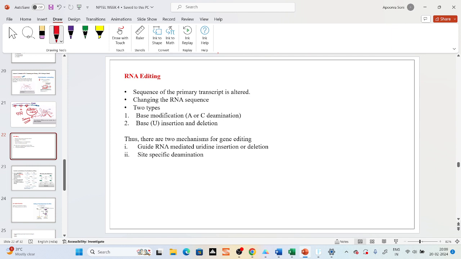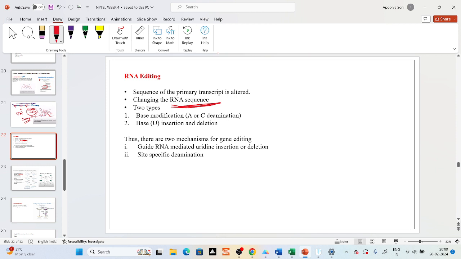Okay, in RNA processing, what happens? Either you are adding a poly-A tail, or you are putting a methyl cap, or you are removing exonic or intronic regions, but you are not changing the sequence of the primary transcript. When the primary transcript sequence is changed, it is known as RNA editing. That means you are specifically changing the primary transcript sequence. Now this sequence can be changed in two ways. The first way is base modification, and the second one is base insertion or deletion.